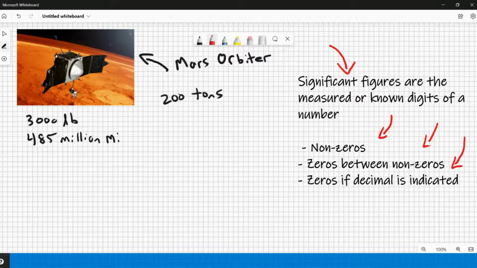Non-zeros are always significant figures. So if I write down an example here, we have a 1 followed by 2 zeros. This has one non-zero digit, the 1, so this number has one significant figure.